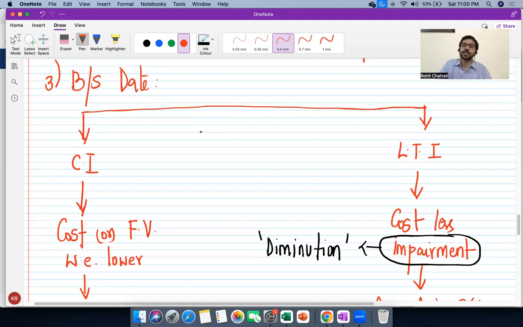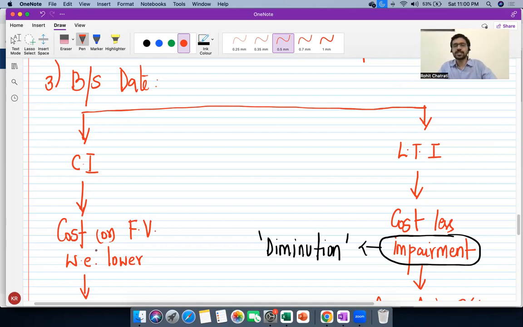In case of a current investment, I'm actually bothered about short-term fluctuations because my intent is to sell it in the near future. So I am bothered about the short-term market fluctuations, and I will be recognizing it at cost or market value, whichever is lower. Although I'm uttering the word market value, AS13 is calling it fair value. I will come to the fair value definition in the next session, but it's going to be at cost or fair value, whichever is lower.